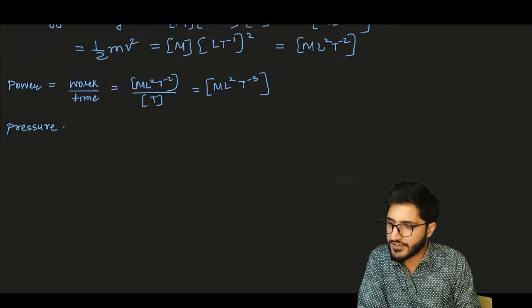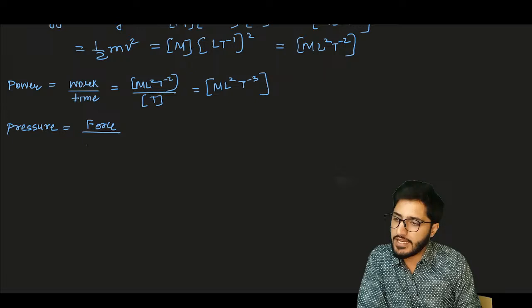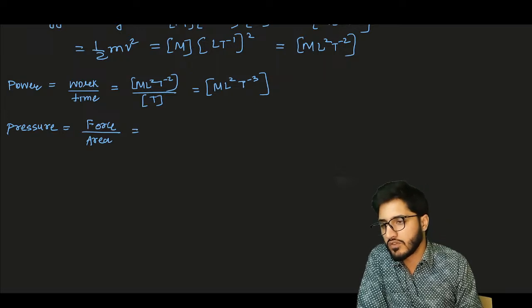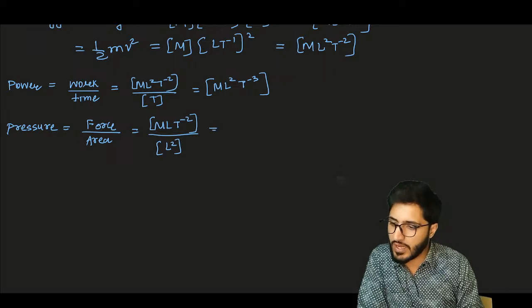Now we are having pressure. What is pressure? Pressure is force per unit area. So force we are having MLT minus 2. Area is L square. So I can write it as ML minus 1 T minus 2.